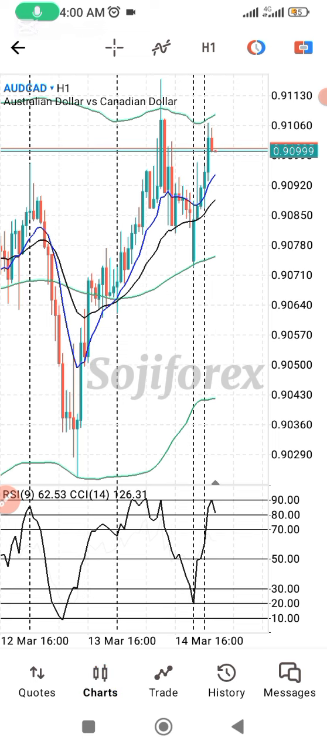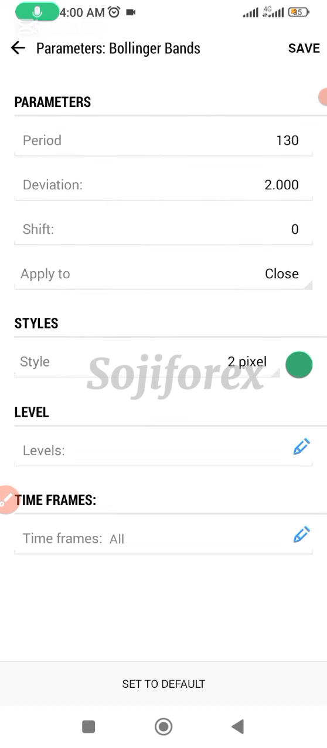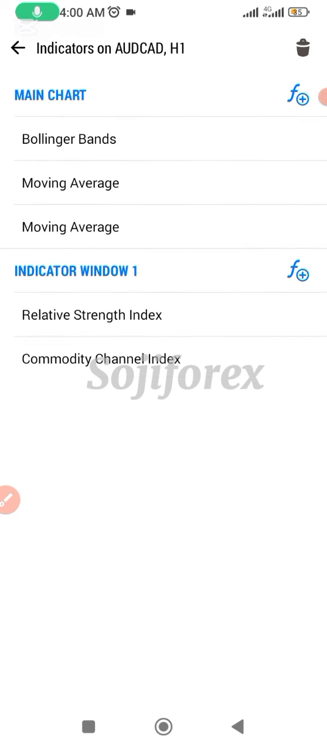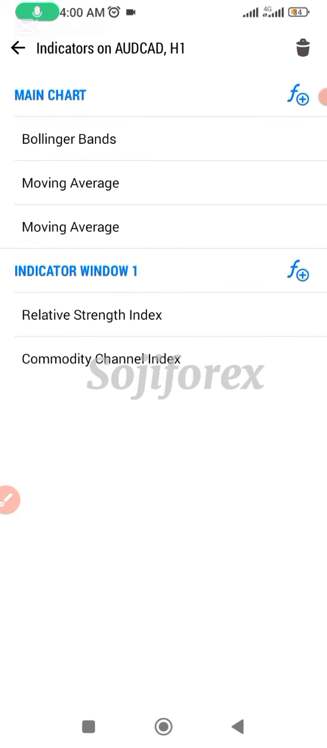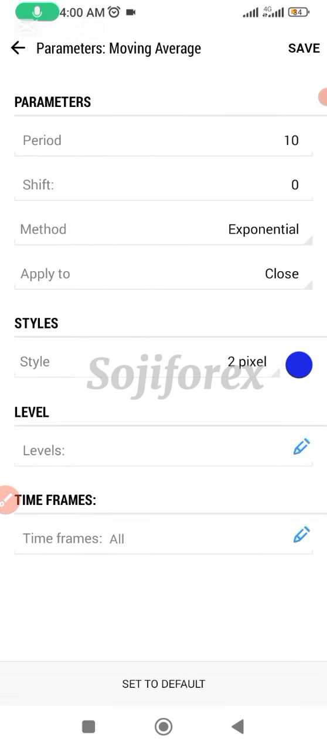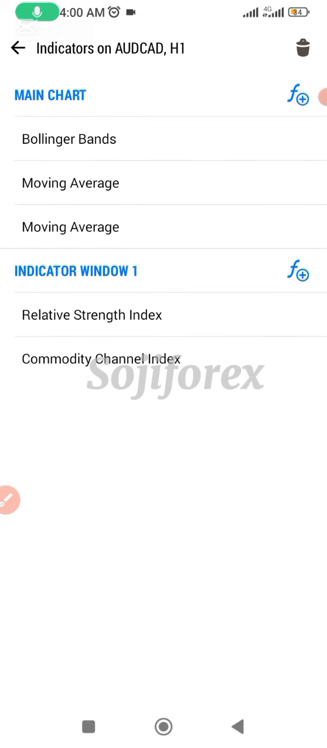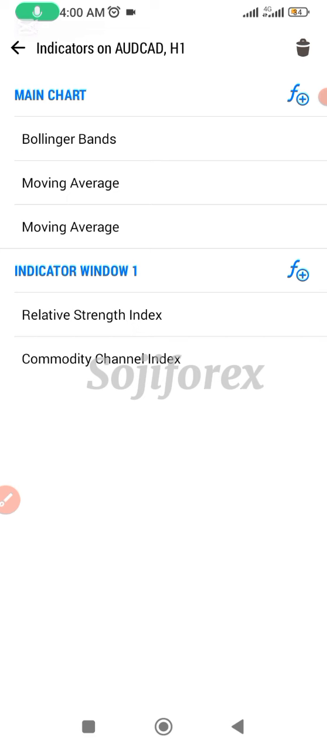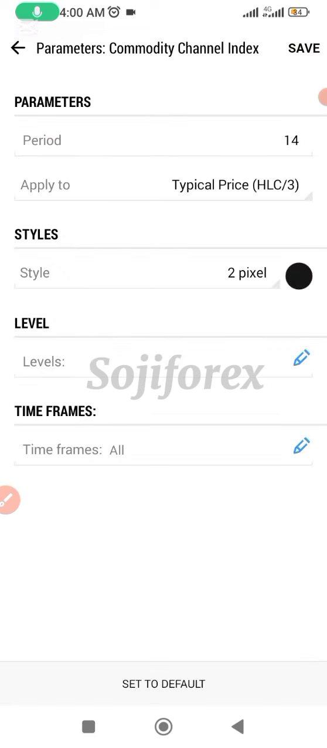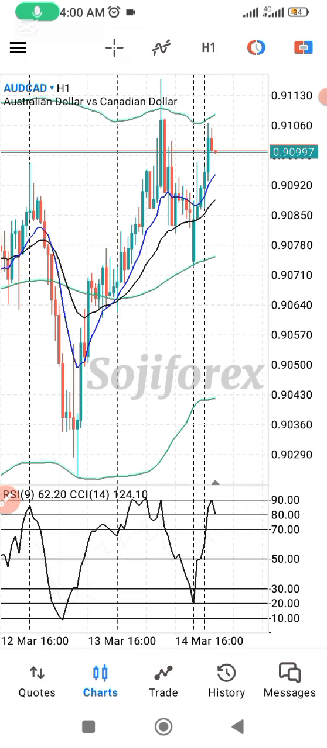The indicators on my window are first the Bollinger Band period 130. You can take a screenshot and do the setting on your phone. Moving average 25, moving average 10, and relative strength index, the period is 9, and the commodity channel index.